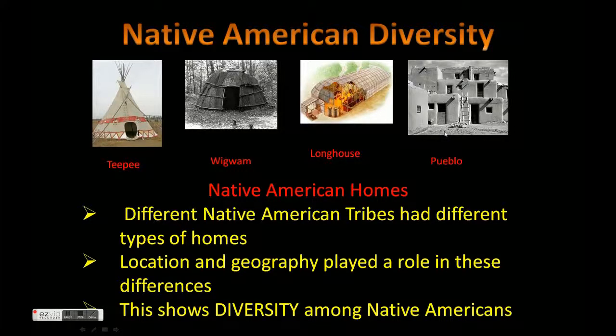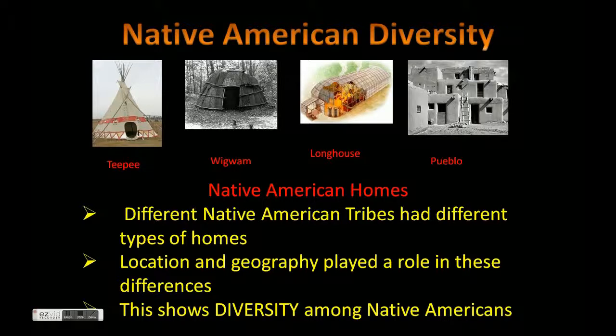Now, Native American diversity. We want to look at, some people think that all Native Americans are exactly alike. And we want to be able to see that, no, that's not really the case. Native Americans were very diverse. So what I have on this slide is a bunch of different homes that different Native American tribes lived in. You can see some tribes lived in teepees. Some of them lived in wigwams. Some of them lived in longhouses. And some of them lived in pueblos.